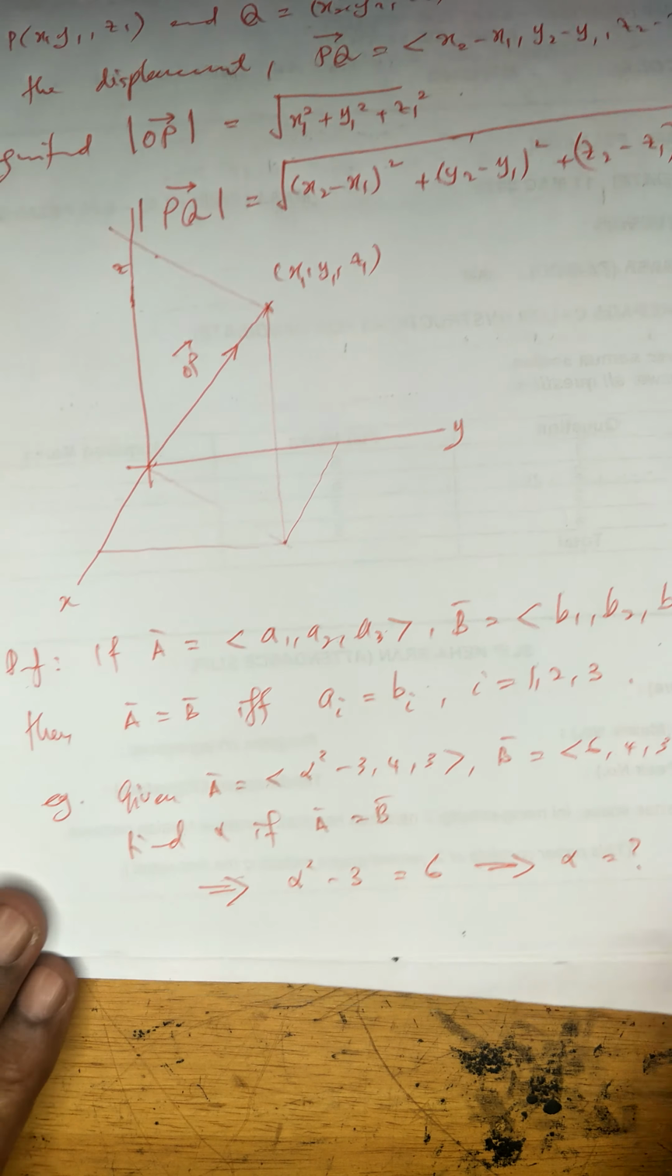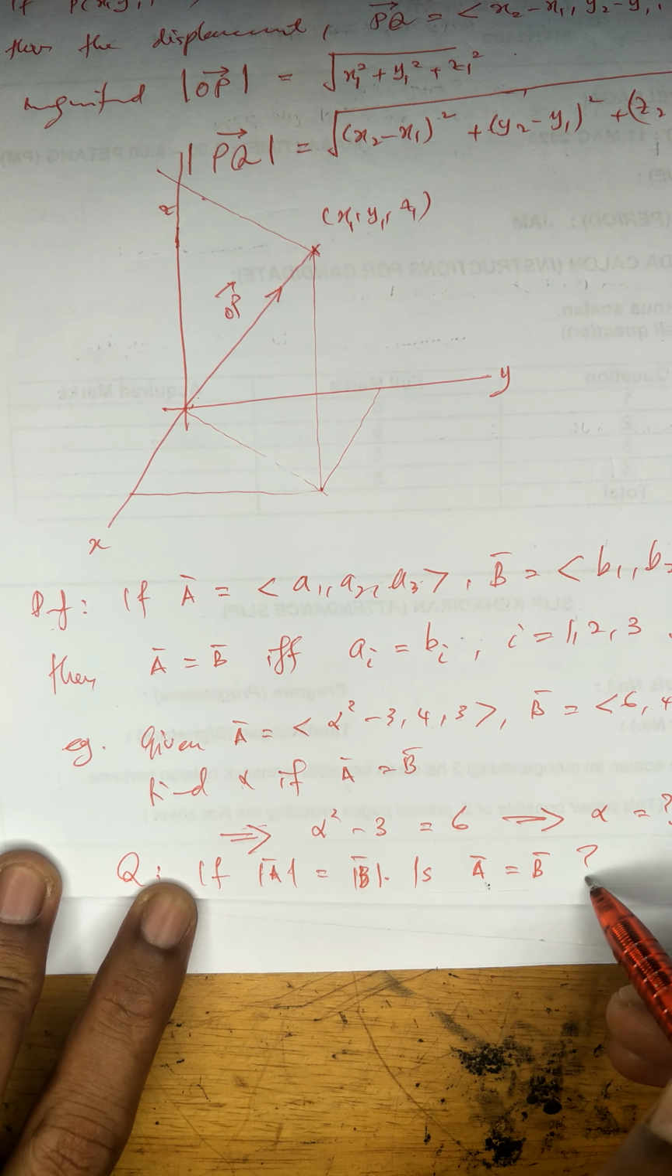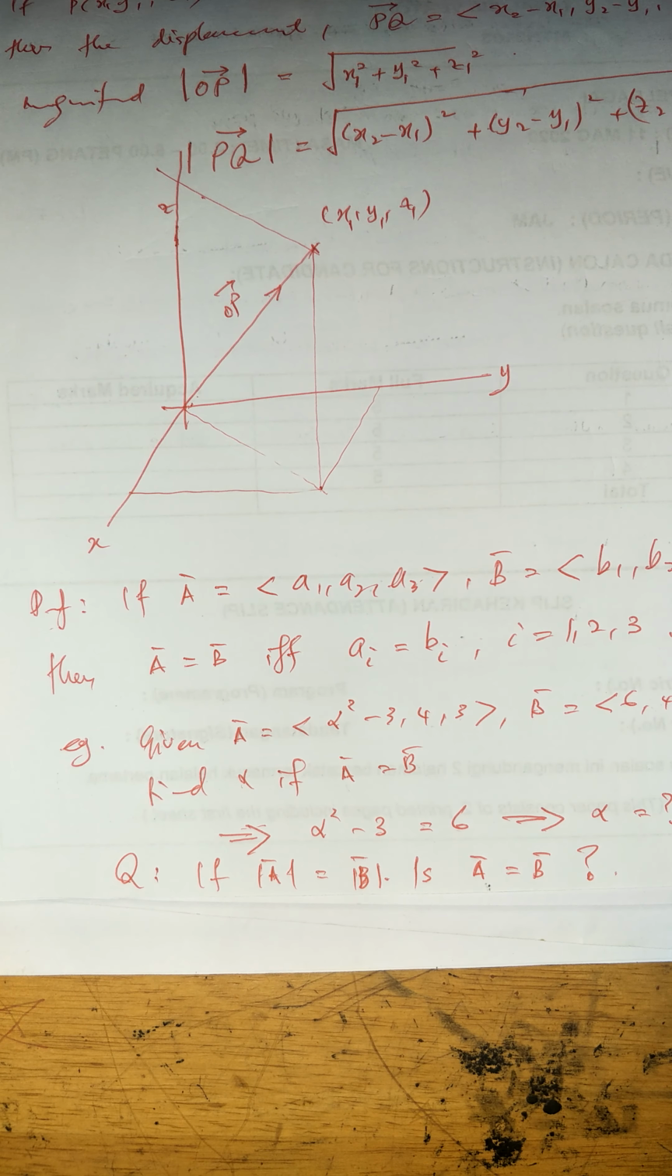A question. If the magnitude of vector A equals the magnitude of vector B, then is vector A equal to vector B? I leave this for you to find the answer. If the magnitudes of two vectors are equal, is vector A equal to vector B? And give a reason for that.